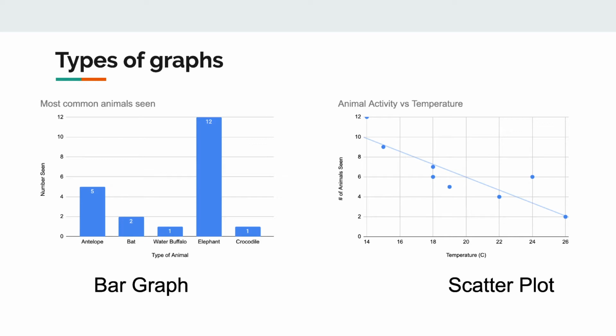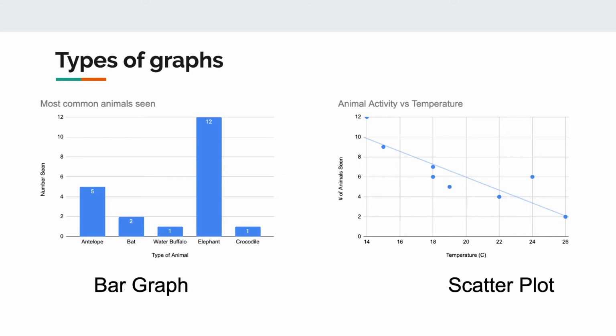The other type of graph that you might use to graph your data is a scatter plot. Scatter plots are great for when you're comparing two different types of numbers. For example, in my graph, I'm comparing how the temperature affects the number of animals seen.